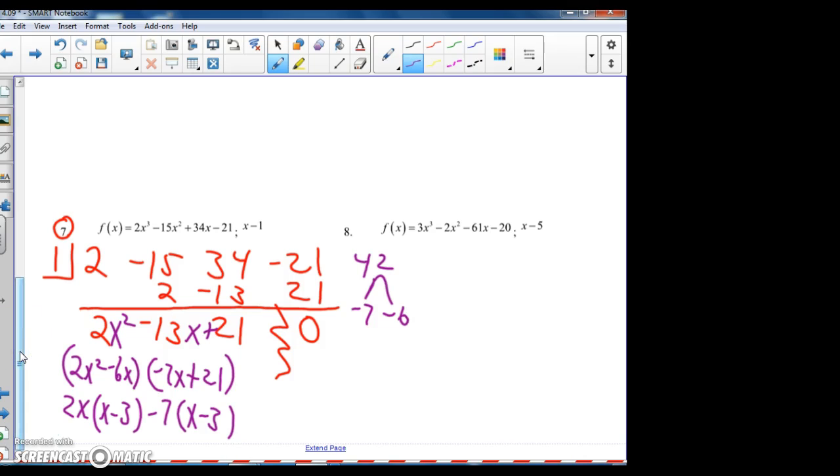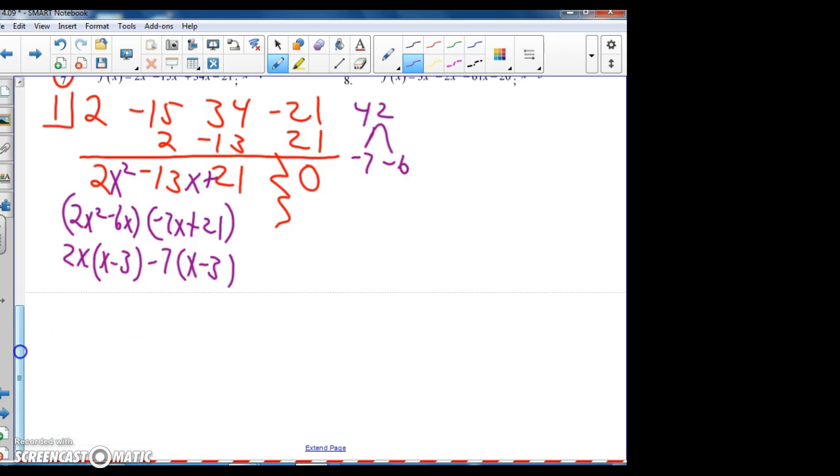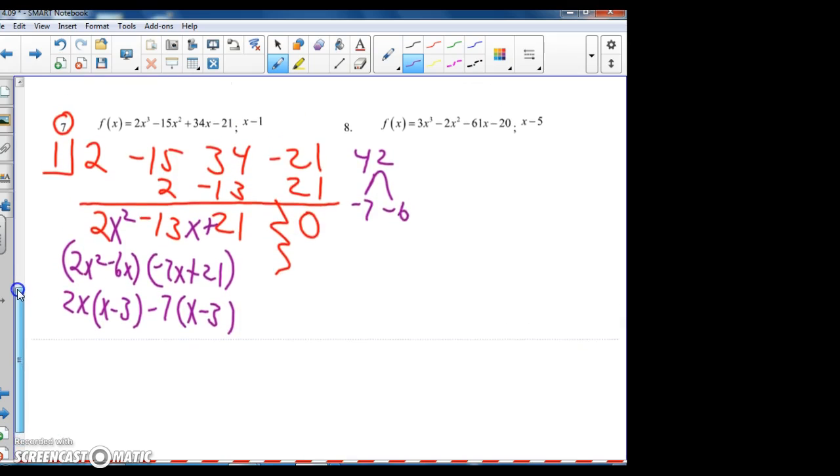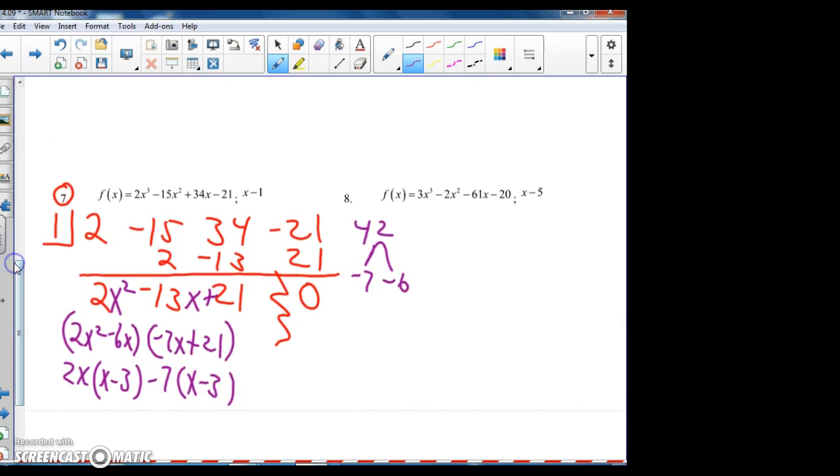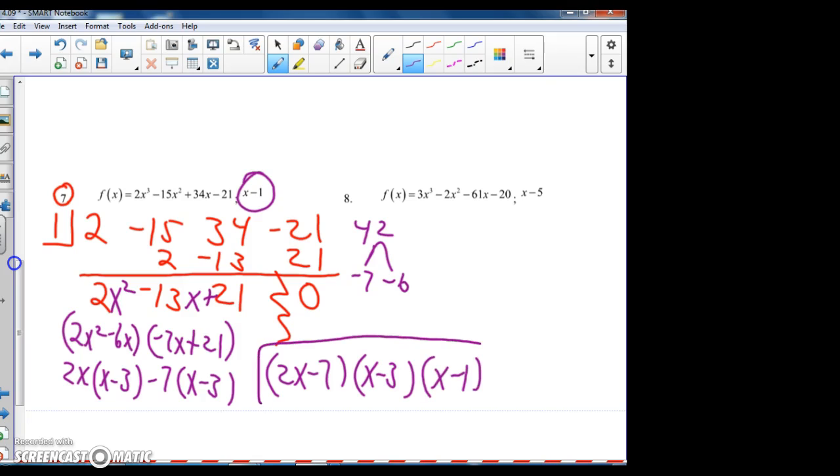Now it's time to write the answer. Let me pop the screen up a little bit. The answer is going to be 2x minus 7, times x minus 3, times x minus 1. There's the answer right there. See, these are really quick to do. They don't take that long. And not only that, it helps you think it was a factor, right?